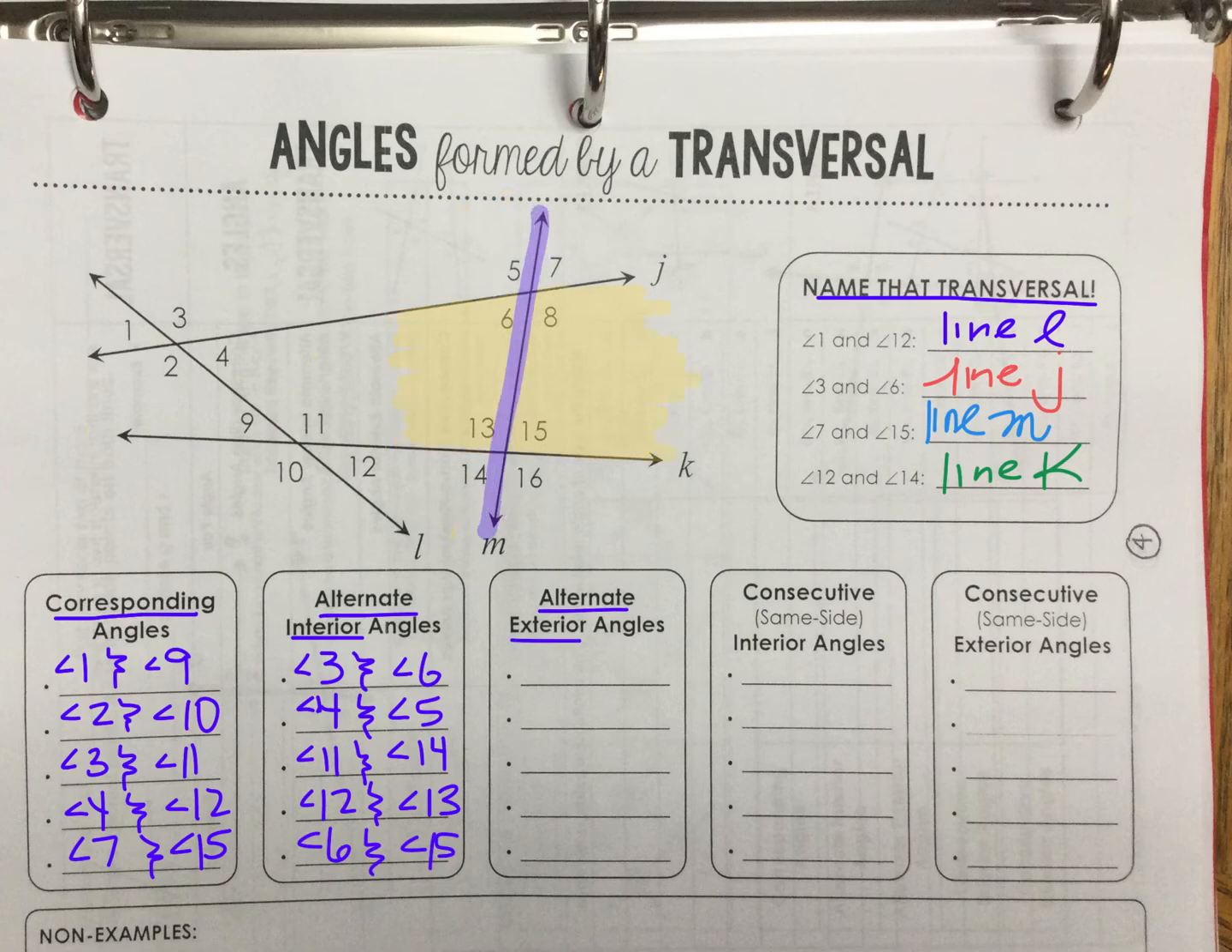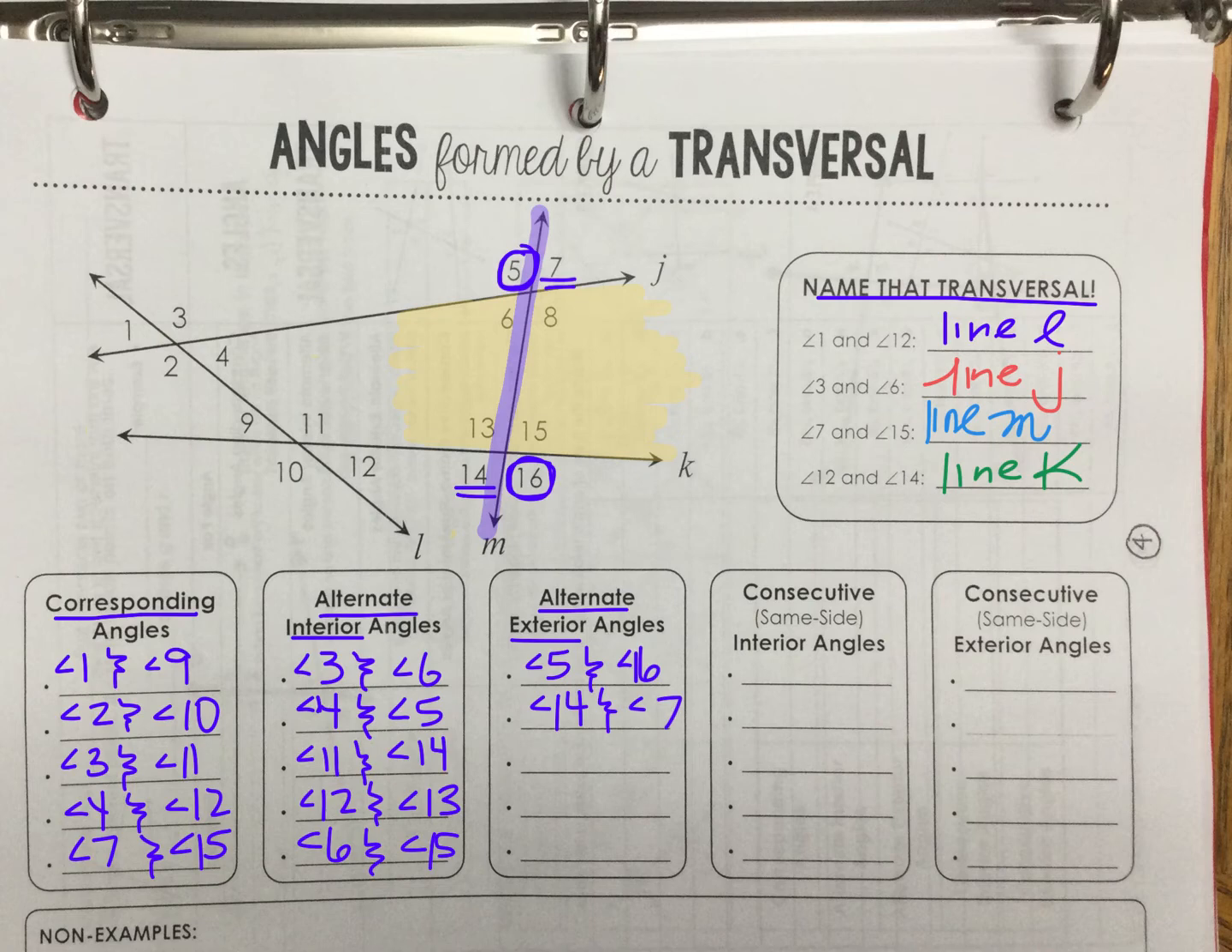Alternate exterior means they're going to be outside and on opposite sides of the line. So angle 5 and angle 16. Or it could be angle 14 down here and its outside opposite side would be angle 7.